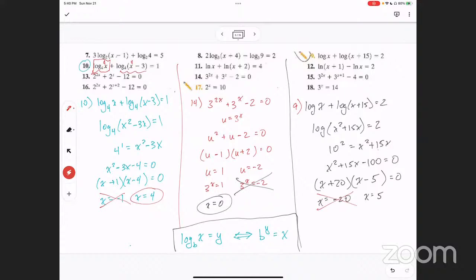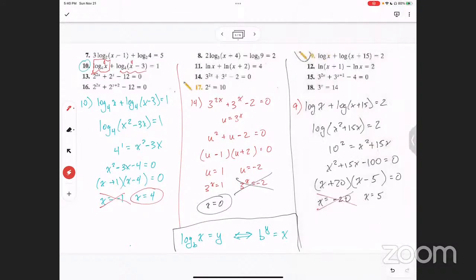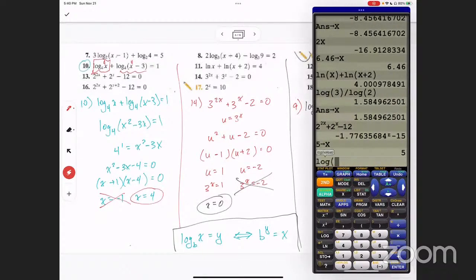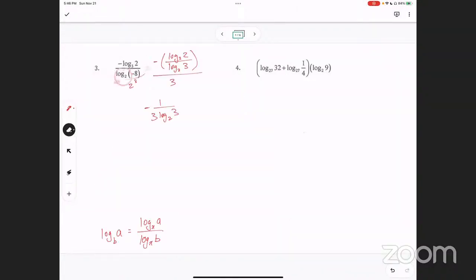But we can check it. We can check it by plugging 5 in for x, storing it for x, and then typing in log of x plus log of x plus 15, and we should get 2 for the answer. A little bit of a trick question because you can't do that. Does not exist. It's not a real number. This one I'm guessing we can do somehow.